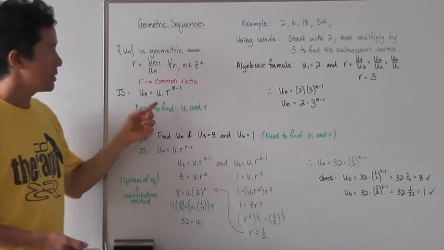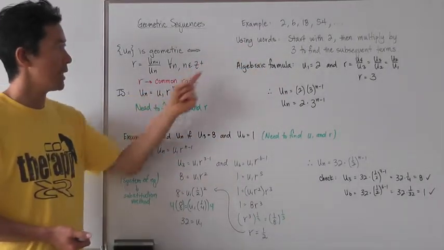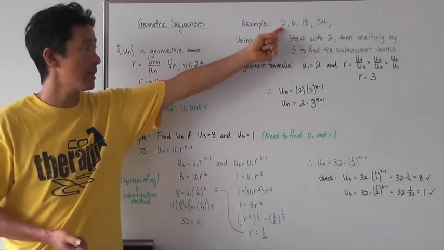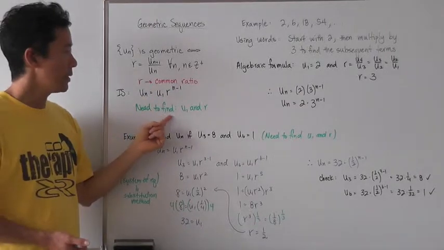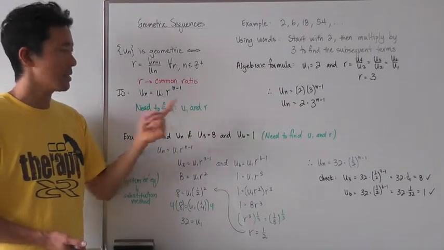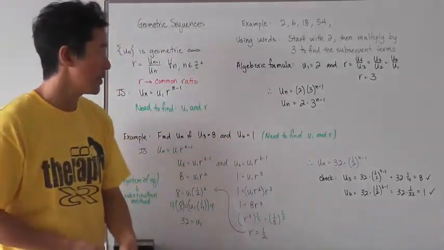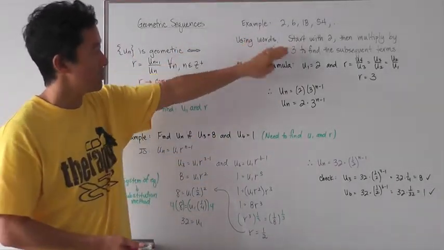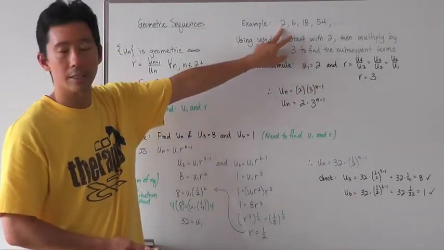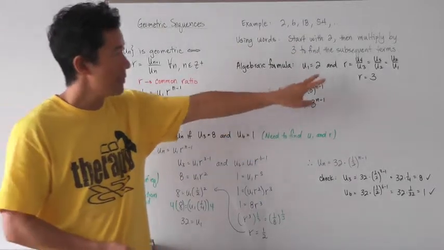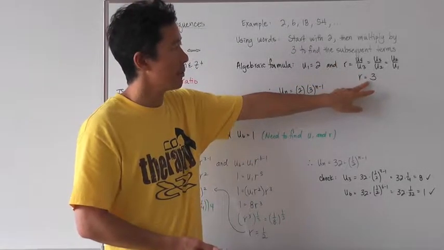Now, in order for us to go from the words to the algebraic formula, in other words, if we wanted to change this description of a geometric sequence into its formula, we need to know what u sub 1 is and we need to know what r is. So for this situation, u sub 1 is equal to 2 because that's the first term. And the common ratio in this case is going to be 3.